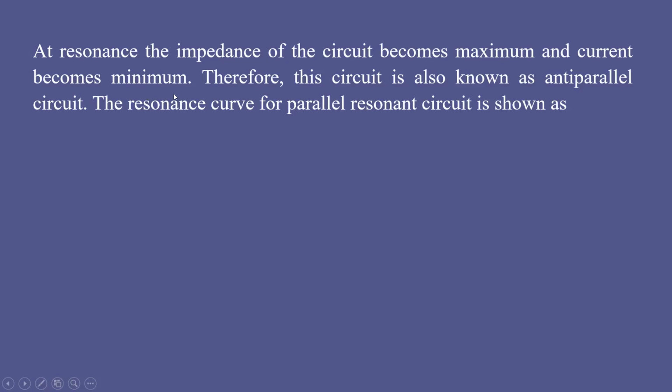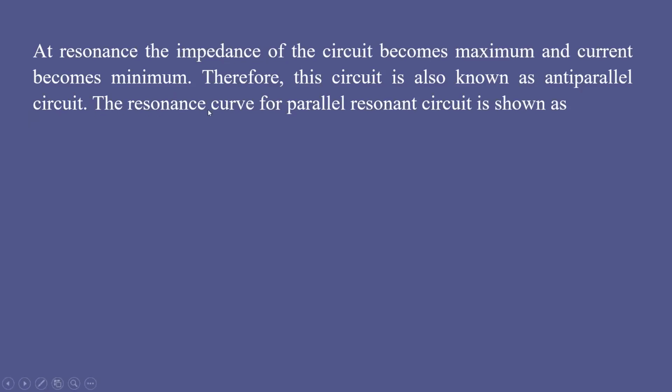You remember this. In a series resonance circuit, what was observed? At resonance, current becomes maximum. But in a parallel resonance circuit, impedance becomes maximum and current becomes minimum. Therefore, this circuit is also known as anti-parallel circuit.